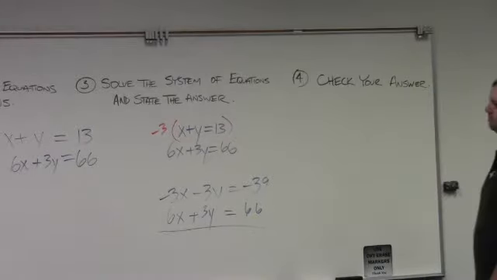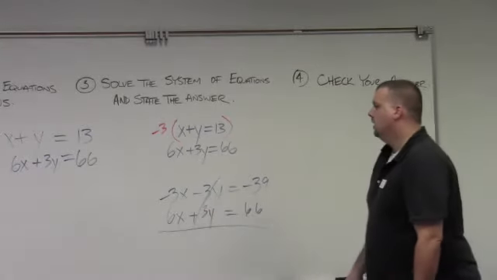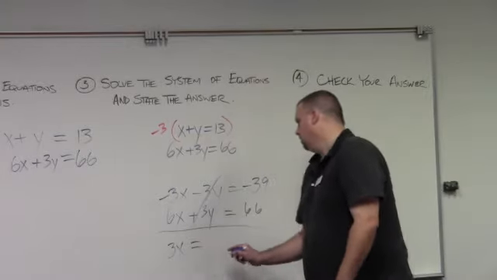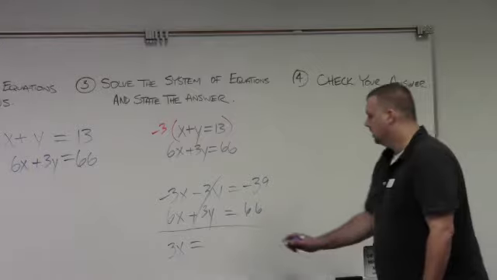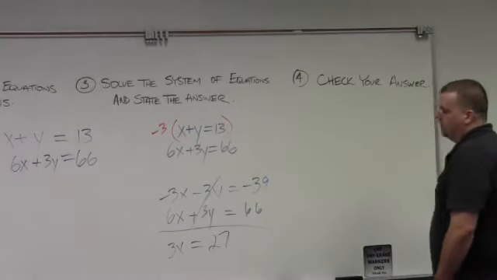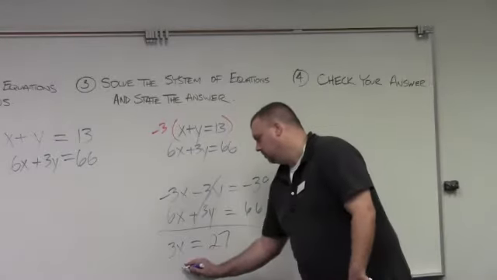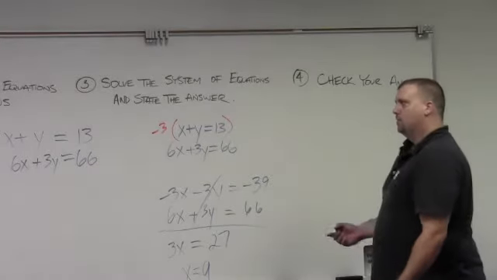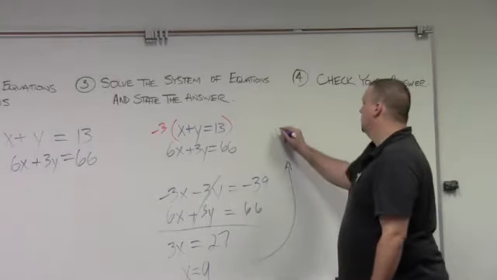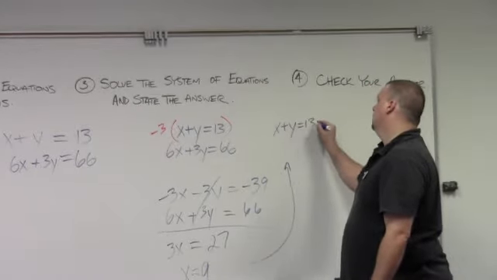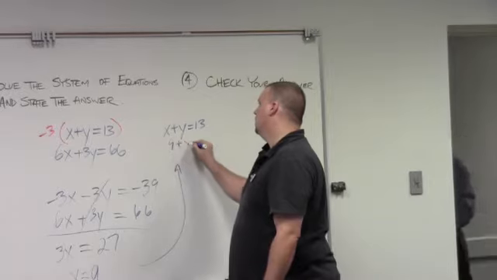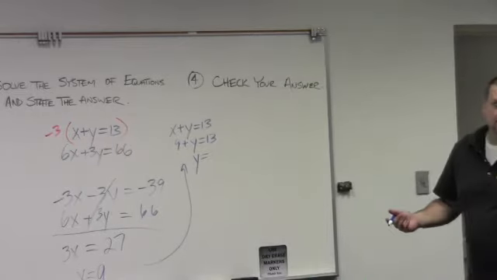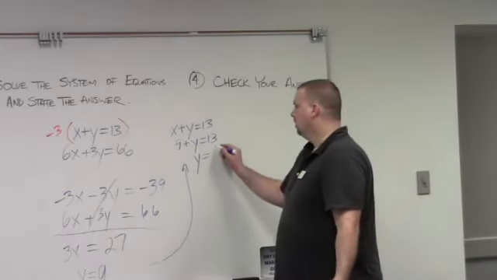What happens to the y's? They cancel out, they eliminate. Negative 3x plus 6x is 3x, and 66 minus 39 is 27. So x ends up being what when I divide both sides by 3? 9. The easiest equation here is that first one, x plus y is 13. So 9 plus y equals 13. If I subtract 9 from both sides, y ends up being 4.